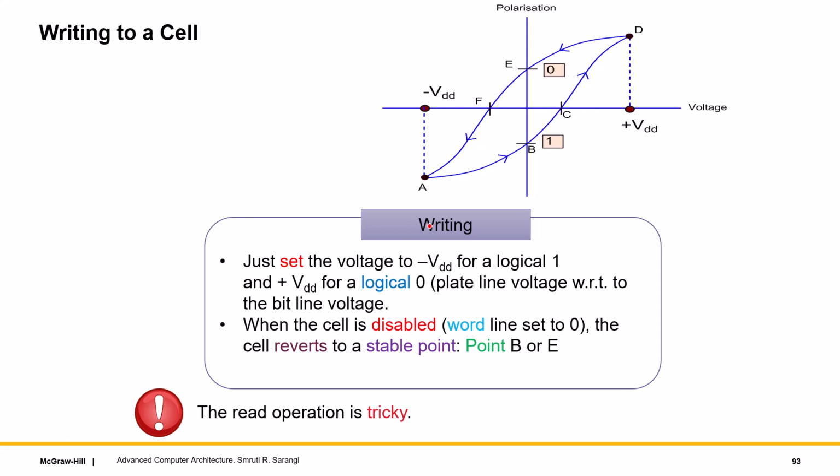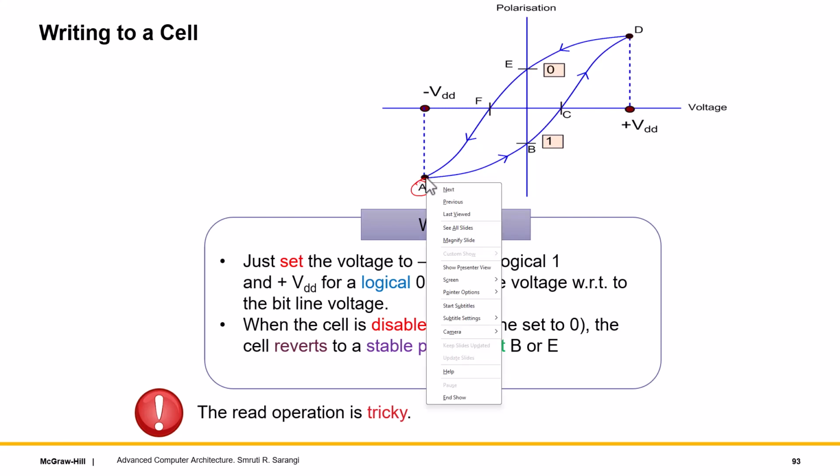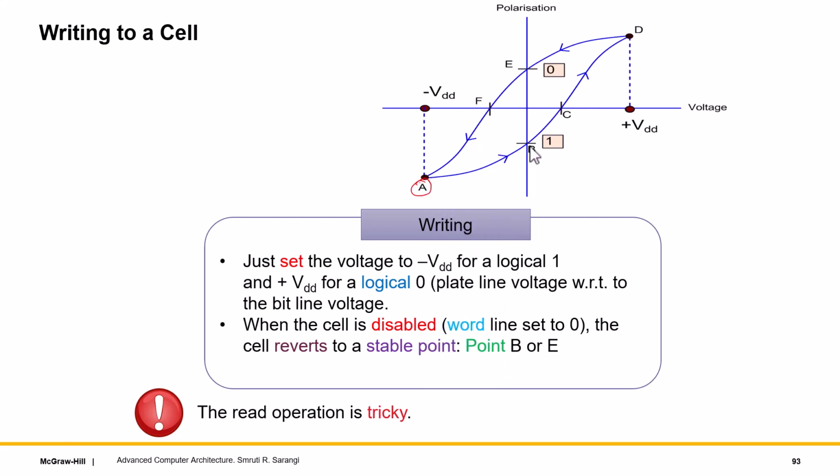Writing to a cell. Writing to a cell is much easier than the read operation, because the read operation is tricky. We'll look at that later. Writing to a cell does not appear to be very hard. What we do is set the voltage to minus VDD, then it's going to come to point A, which is a well-defined point for a logical 1. For a logical 1, we come here, and the moment the voltage is removed, it will automatically transition to point B, and we want it to stay there.